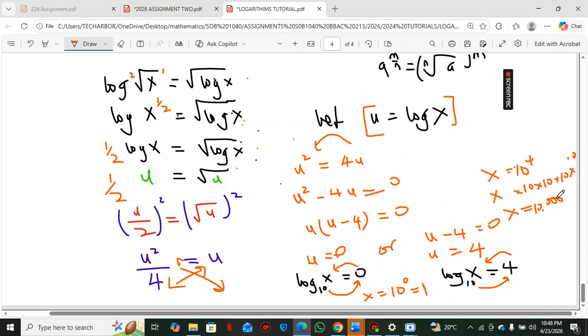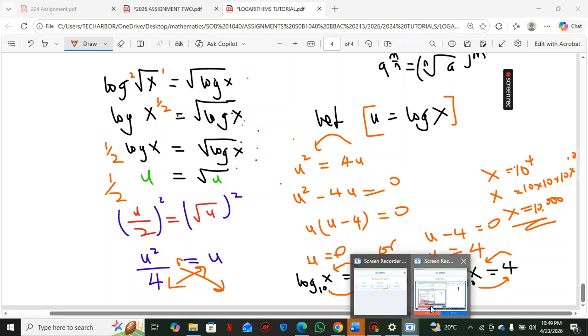So those are our two values of x: x equals 1 or x equals 10,000. Yes, colleagues. I hope we are okay with that. Any questions?